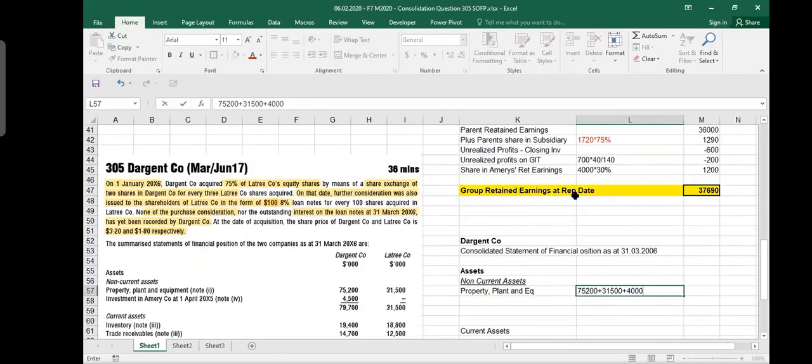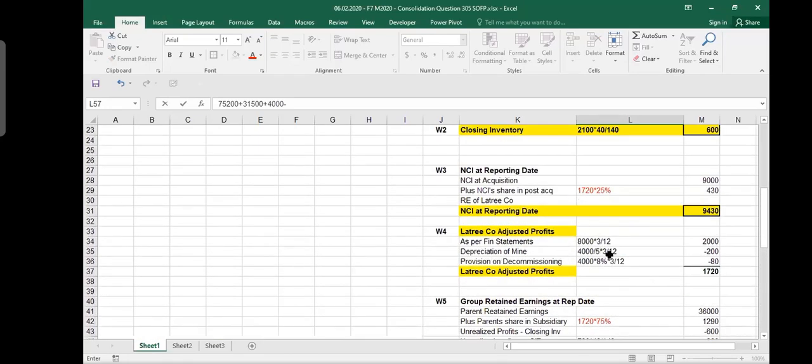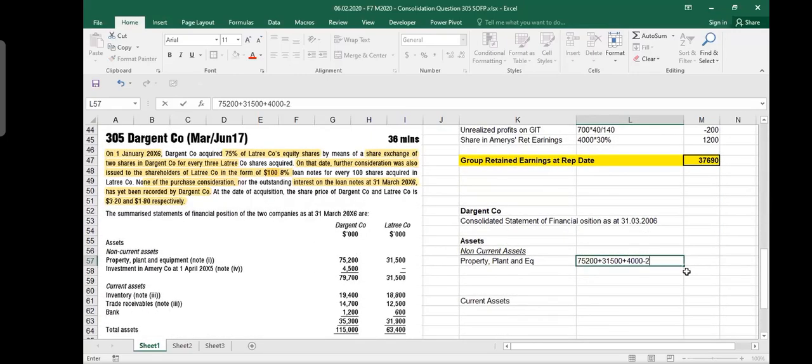So we add this into assets, but then we have to subtract the depreciation. If you remember, 2 months depreciation we subtracted from here. This was depreciation of the mine, 200,000. So you add 4 million and you subtract 200. So addition of asset and minus the depreciation, so net book value. Now this comes here and you put an equals sign. So you've got here 110,500. This is how you will do your assets.